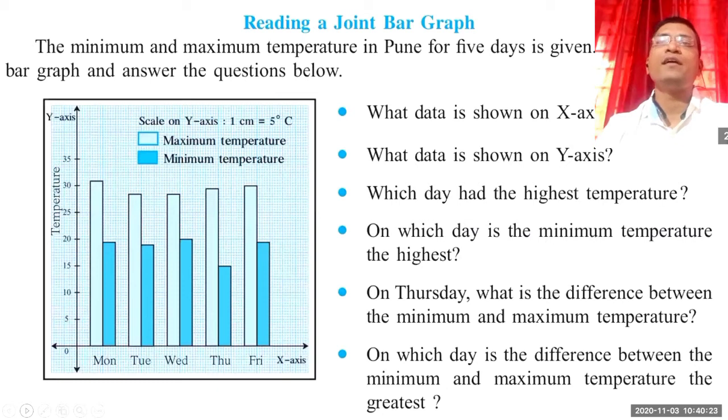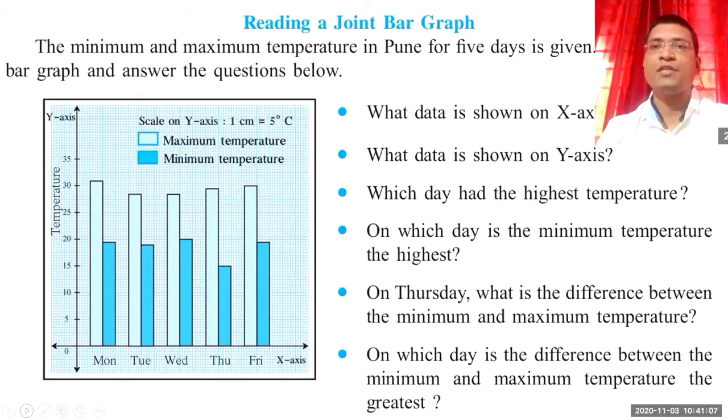And dear students, now reading a joint bar graph, we will see. The minimum and maximum temperature in Pune for 5 days is given. Read the joint bar graph and answer the questions below. This is the joint bar graph. We studied the first joint bar graph about wheat production. Now this joint bar graph is about the maximum temperature and minimum temperature of Pune city. The questions are given on the right side with blue dots.